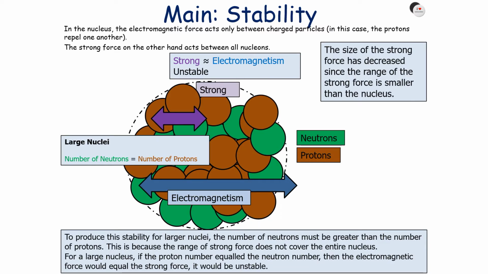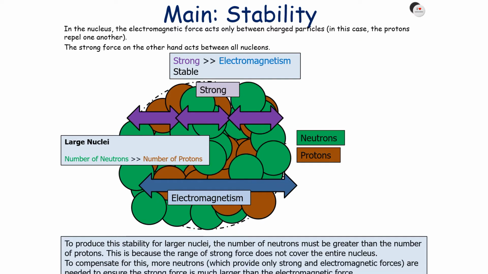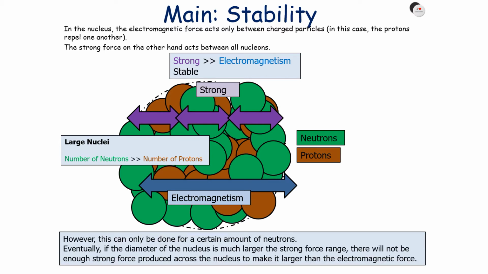However, because the strong interaction only acts over a particular range, to produce stability for large nuclei, where the strong interaction is much larger than electromagnetic, we've got to increase our number of neutrons, because the strong force doesn't cover the entire nucleus. So for a large nucleus, if the proton number equaled the neutron number, then the electromagnetic force would equal the strong force, and therefore it would be unstable. So to produce this stability, we've got to add more neutrons, which will only interact via the strong interaction and not the electromagnetic interaction, so it will then ensure that the strong interaction is much larger than the electromagnetic.